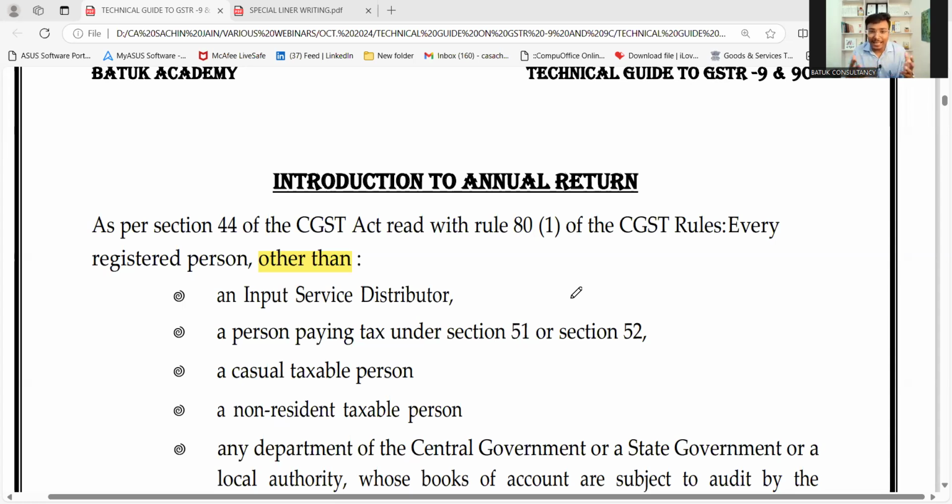In this particular video course, we'll discuss GSTR 9 and 9C, the annual return and reconciliation statement. As we all know, the current scenario is completely related to the filing of GSTR 9 and 9C. Hence, we are coming with this particular video course.